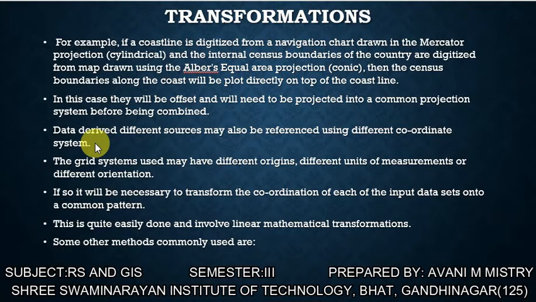So if you have different data and want to combine it, what will you have to do? Data from different sources may also be referenced using different coordinate systems, and from that you can derive the data. The grid systems used may have different origins, different units of measurement, and different orientations. If so, it will be necessary to transform the coordinates of each of the input data sets onto a common pattern. This is quite easily done and involves a linear mathematical transformation.